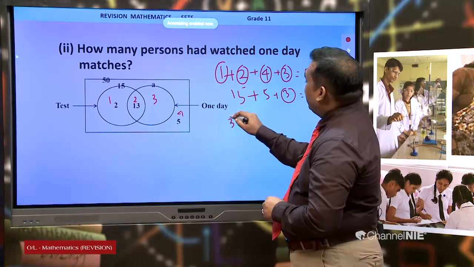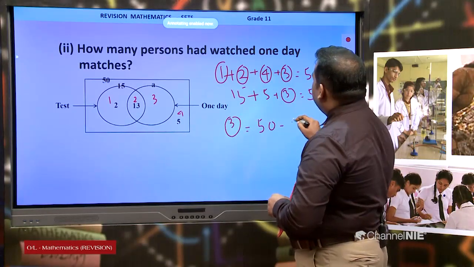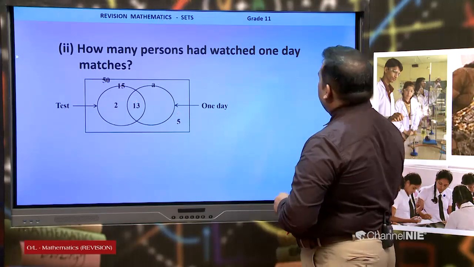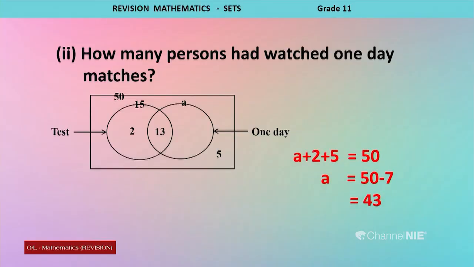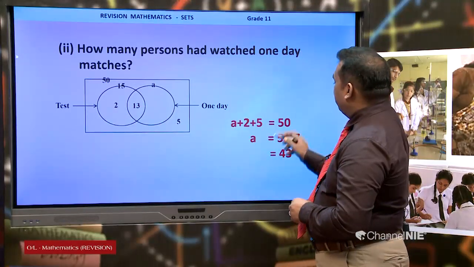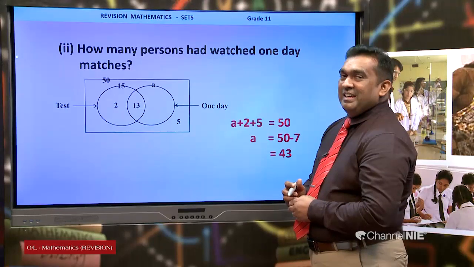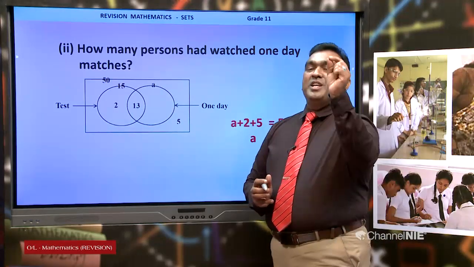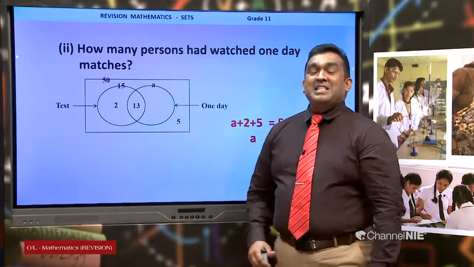Now you know how to get the elements belonging to the third region. 50 minus 20. Okay, that is the concept. We'll see it. A, this region, right? A, 2, this one plus this one, 50, 43, right? In the last explanation, I got this one as 30. 30 plus 13 is 43.